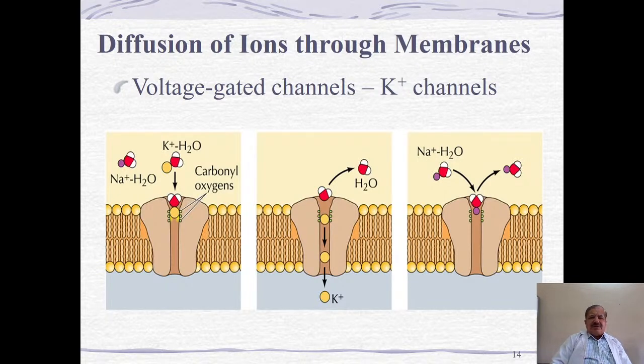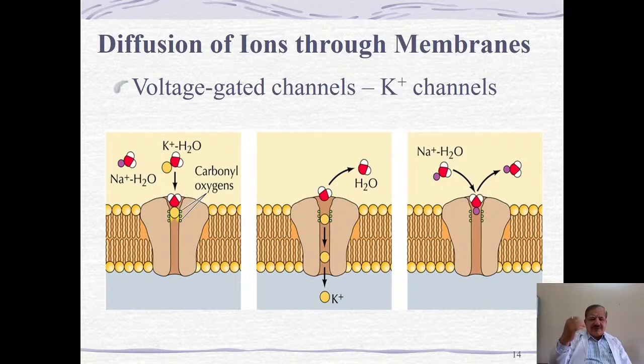Diffusion of ions through the membrane: voltage gated channels, potassium channels. As I was just telling you, whenever there is any stimulation, the potassium has to go inside and sodium has to come outside. Three potassium molecules go inside and two sodium molecules come out. So as you see, the potassium is going down, and once the potassium is going down, sodium is coming out.